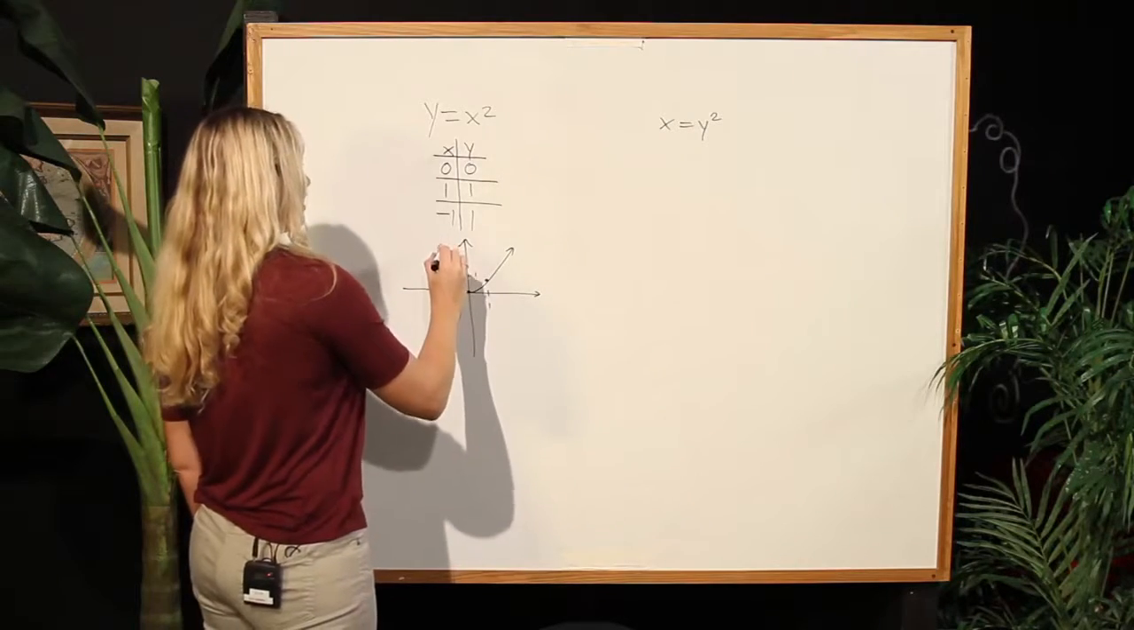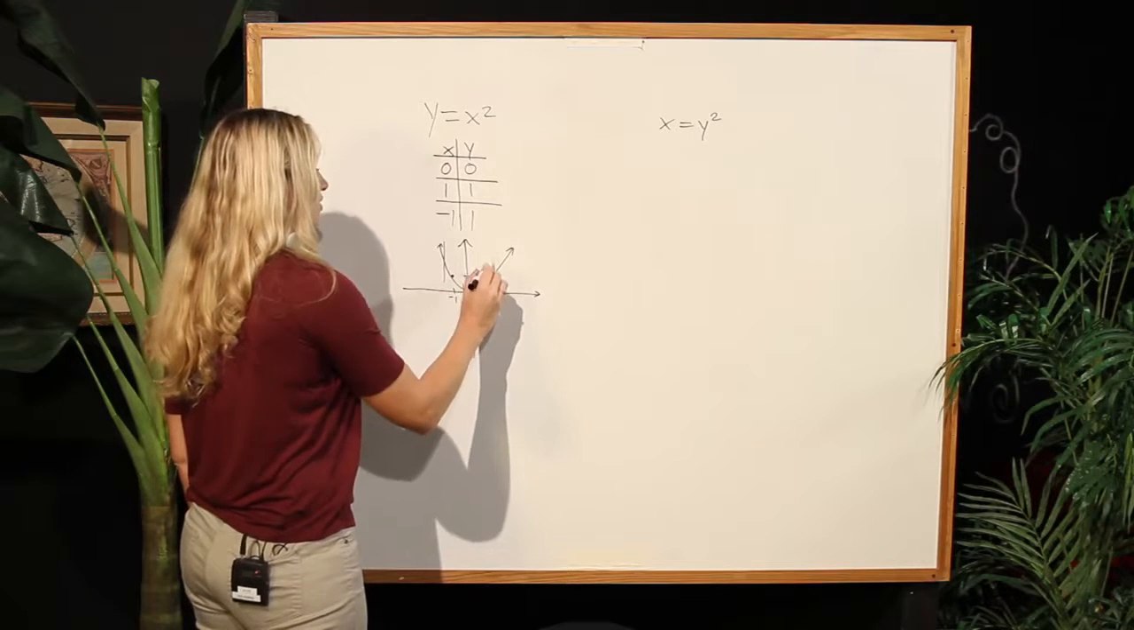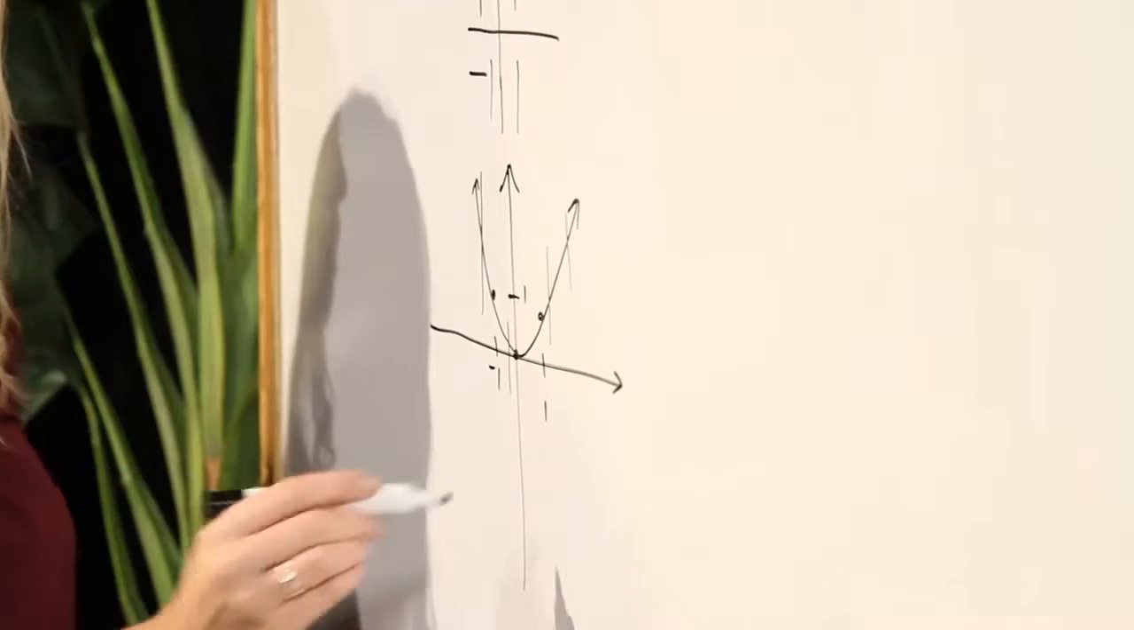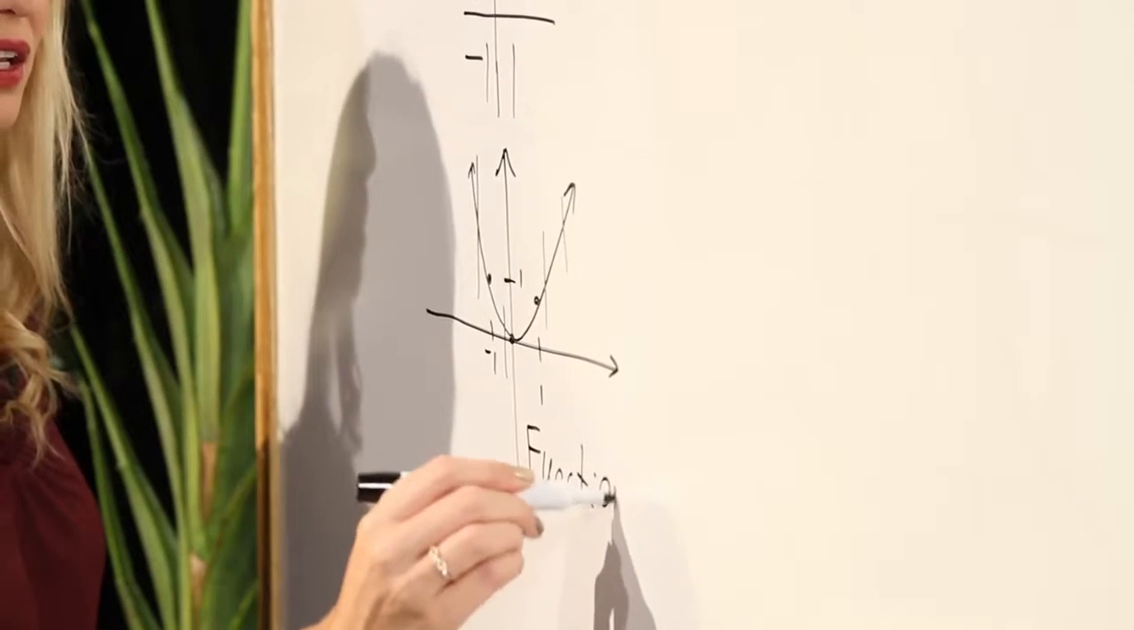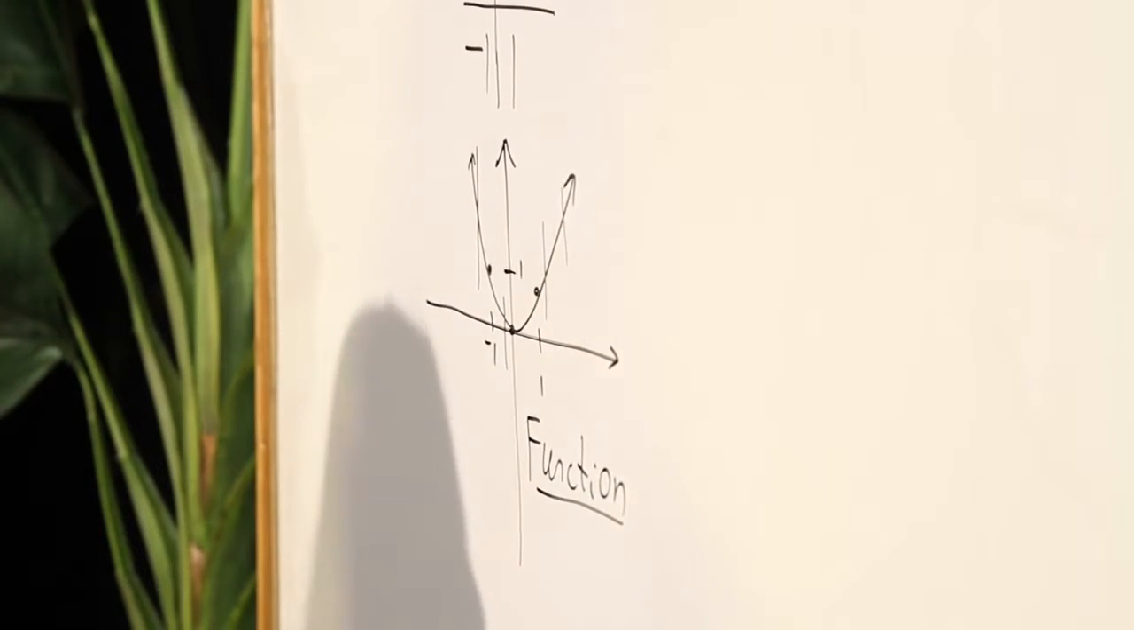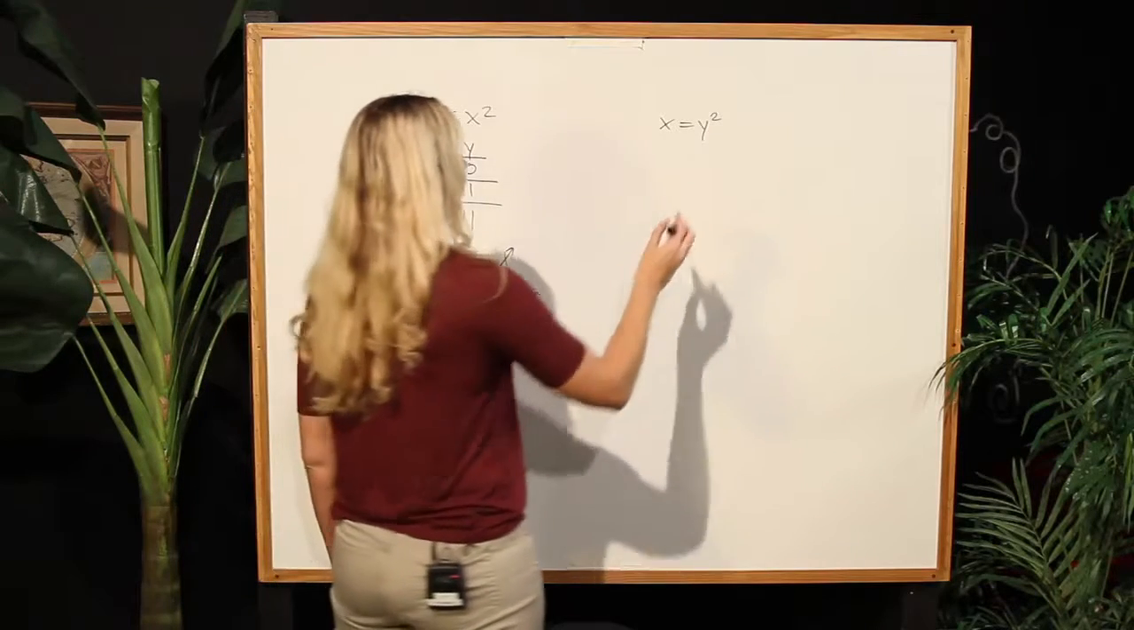Now, notice that any vertical line I draw through this will only cross the graph one time. Therefore, this graph is indeed a function. But now let's consider x equals y squared.